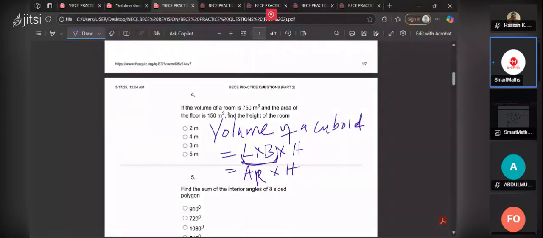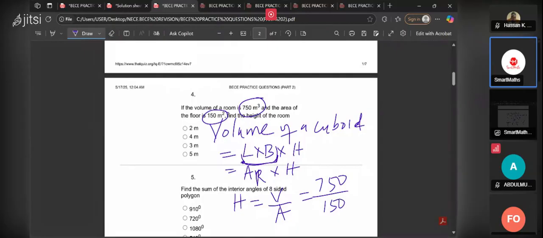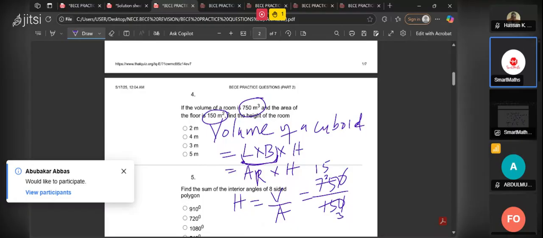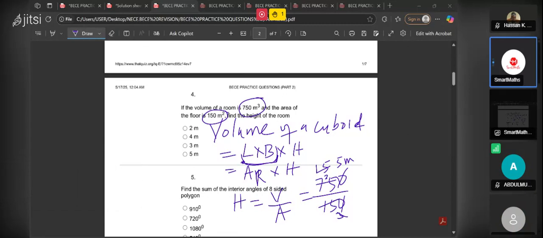So now that we know the area of the floor to be 150 and the volume is this, that means the height will be volume divided by the area of the floor, which is 750 divided by 150. We cancel 0, 5 here 3, 5 here, that is 1. In 25, that is 5. So the answer is 5 meters. I hope that is clear.